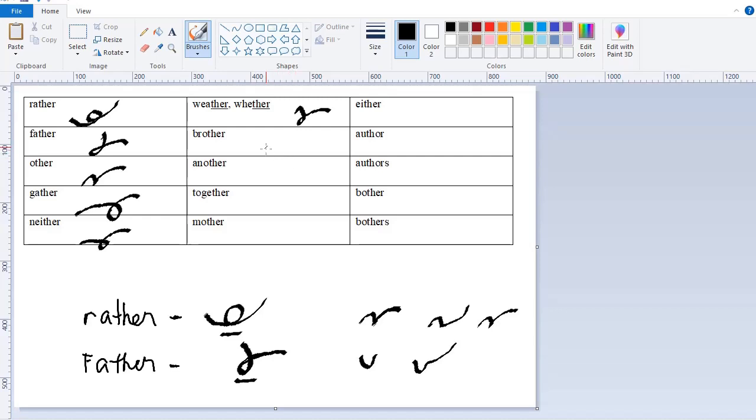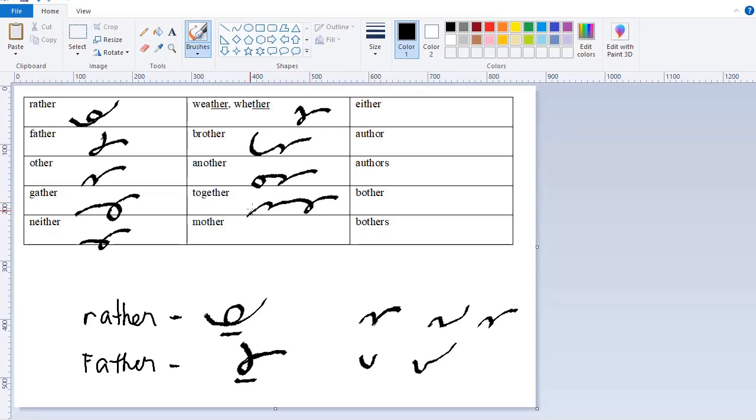Yan. Next, we have brother. We have B, R, downward hook, and then TH. Another. So, the same. We have A, N, and then downward hook, and then TH. Together. So, we have two. Masyadong mahaba. We have 2, and then we have G, and then we have E, and then we have there.